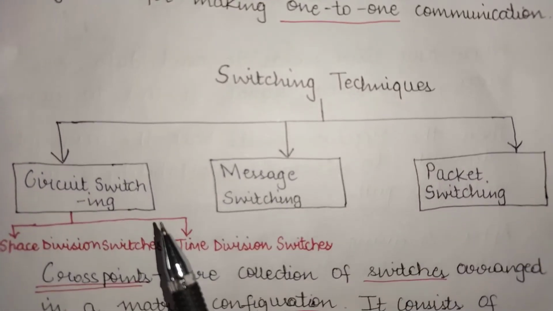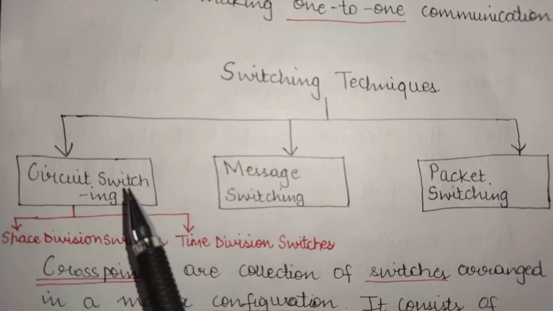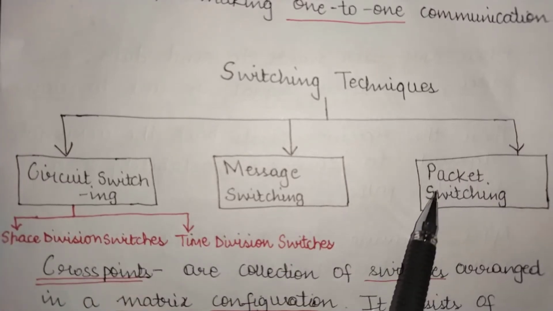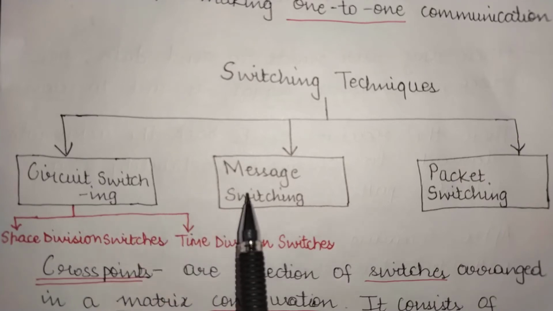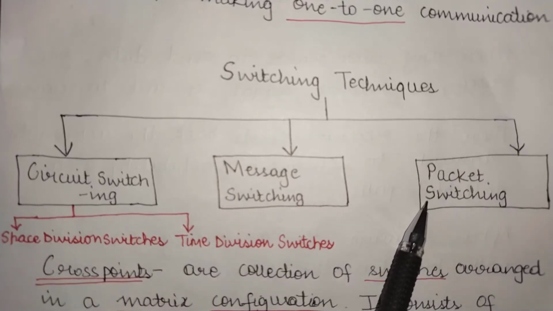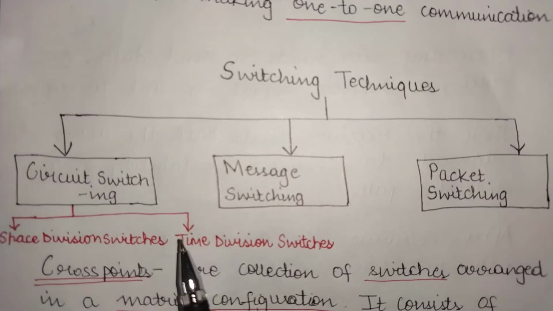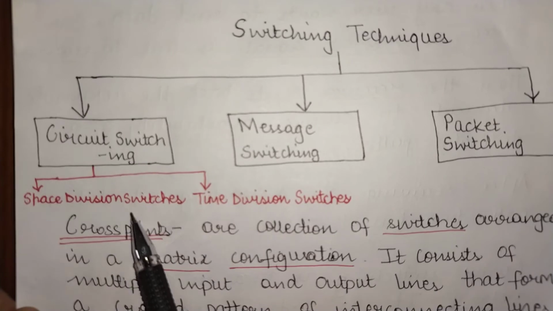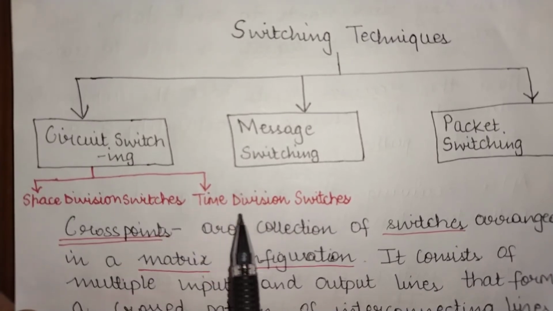If I talk of switching techniques, there are 3 types of switching techniques. The first one is circuit switching, then message switching, then packet switching. Today we are just going to focus on circuit switching. Message switching and packet switching we'll cover in the next videos. So in this video we will focus on circuit switching. Circuit switching can further be divided into 2 types: one is space division switches and the other is time division switches.